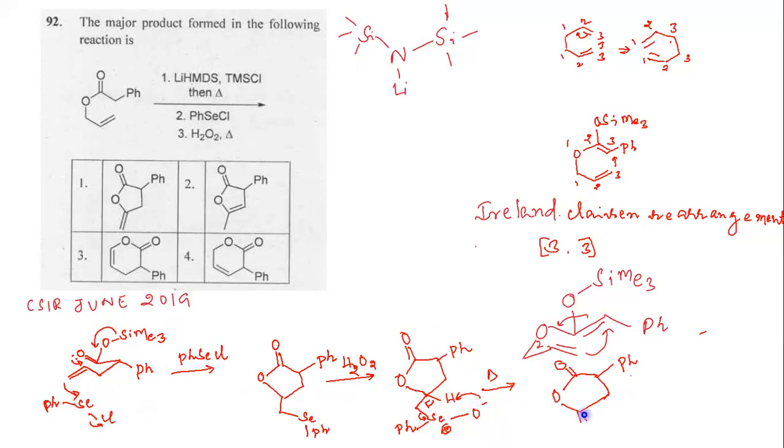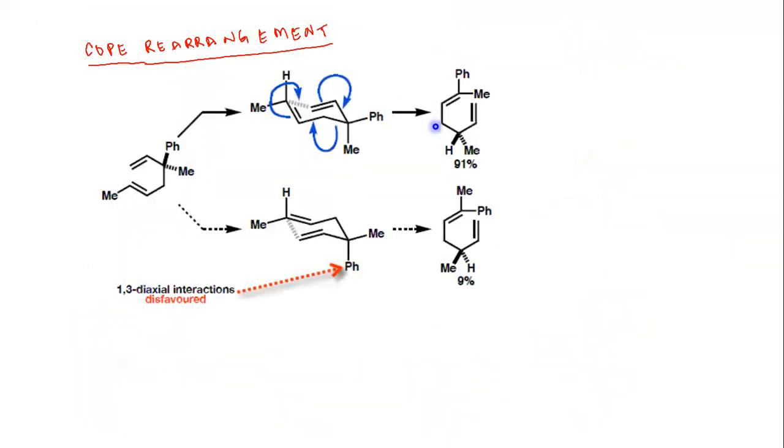That's how this product is formed. It matches with option 1. Now here in this case, the mechanism for the Cope rearrangement is shown here. This is the example for the 3,3 sigmatropic rearrangement reaction, as we have a 1,5-diene system. This is called a 1,5-diene system.